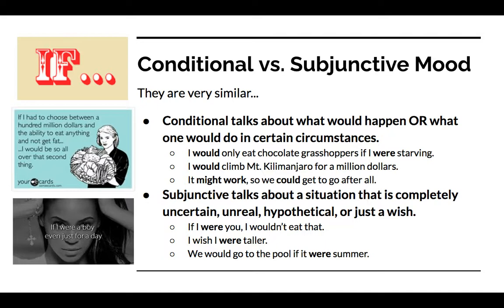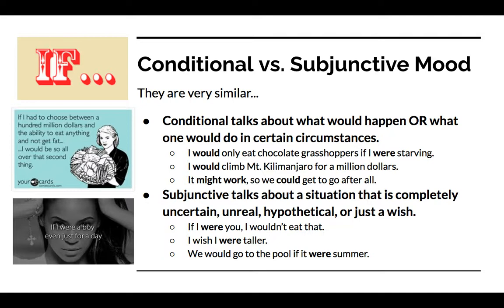But in English, we really use it more to talk about giving a condition to a circumstance. For something to happen, something else has to exist. So let's look at our second example: I would climb Mount Kilimanjaro. So you're saying I would do something, but here's the condition: for $1 million, right? Let's look at our third example: It might work. So you're saying here's a circumstance. Something could happen, but here's the condition: for it to work, we could all get to go. So there has to be some sort of a condition there.